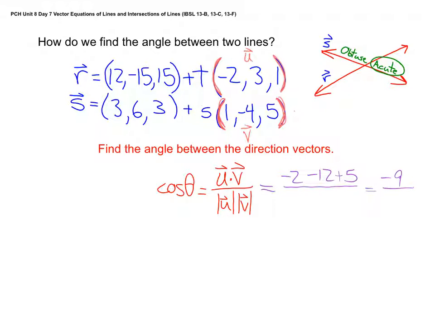So we have negative 9. That's our dot product over the product of the magnitudes. So if we have the vector negative 2, 3, 1, we're going to be taking the square root of 4 plus 9 plus 1. So the square root of 14. Sorry, you're right, 14. And then we also take the square root of 1 plus 16 plus 25. So that's 42. Okay? So that is the cosine. By the way, I already know I'm going to get what kind of angle.